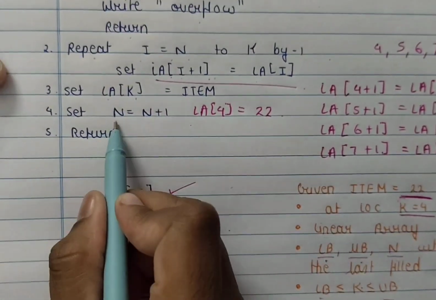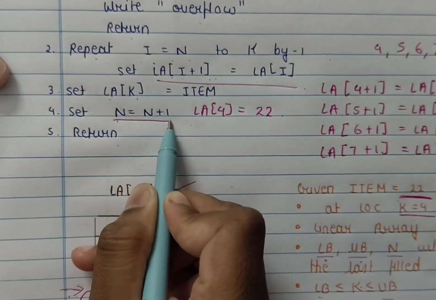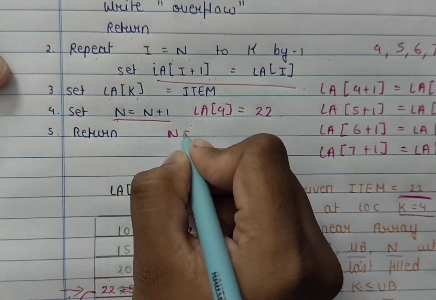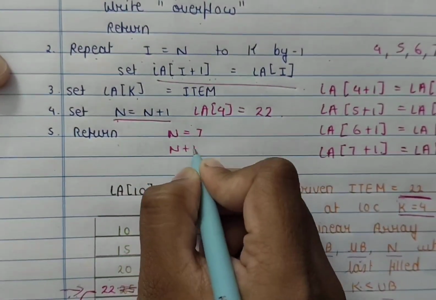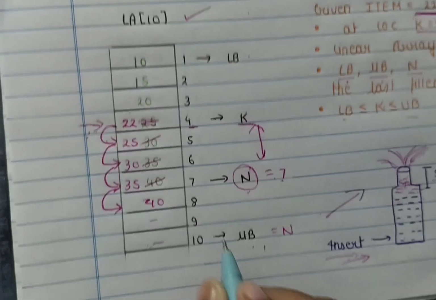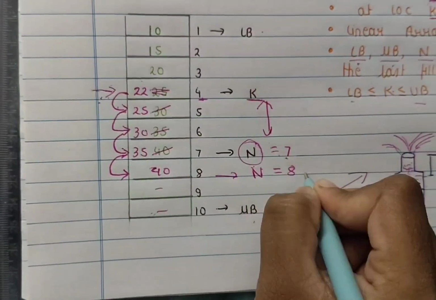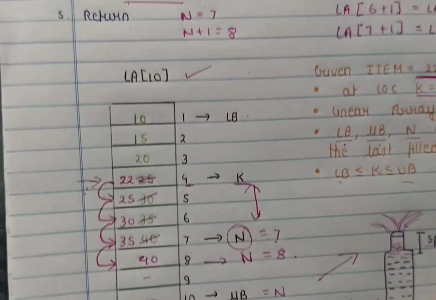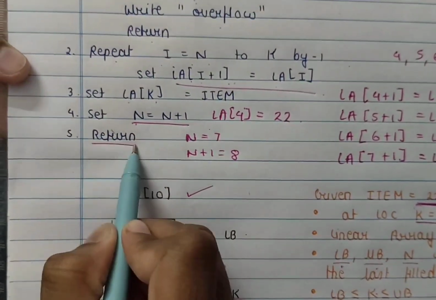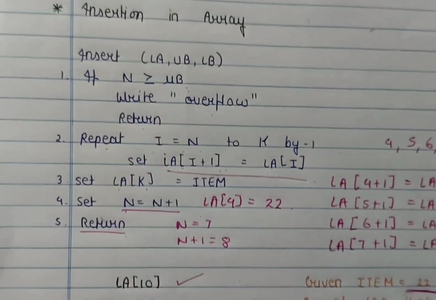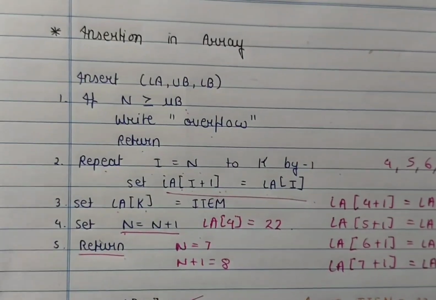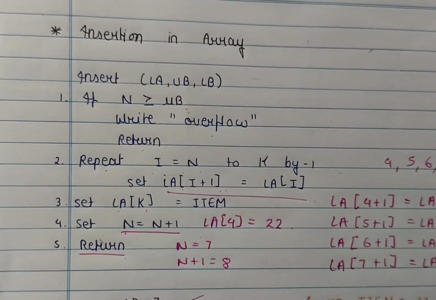After this, we see that the next step is n equals n plus 1. Earlier, n was equal to 7. So now n will be equal to 8, because now we can see the last filled element is not 7 but 8. Now after solving each of these steps, we'll return everything and then we'll get the inserted element in an array. This was the algorithm for how to insert an element in an array.